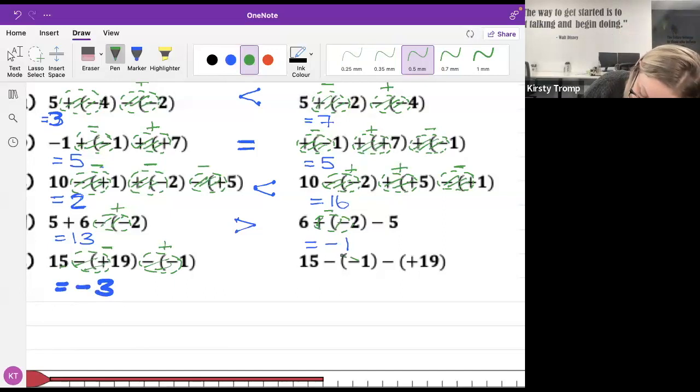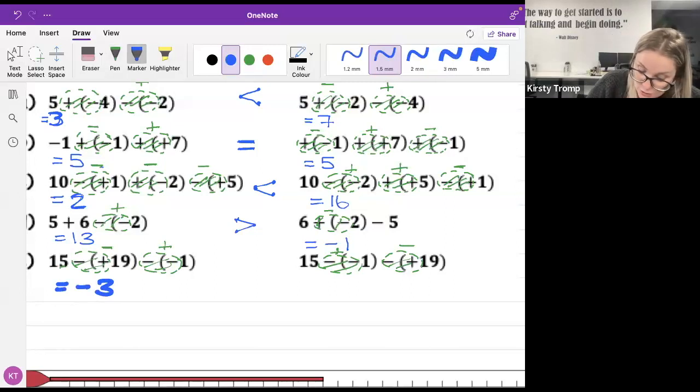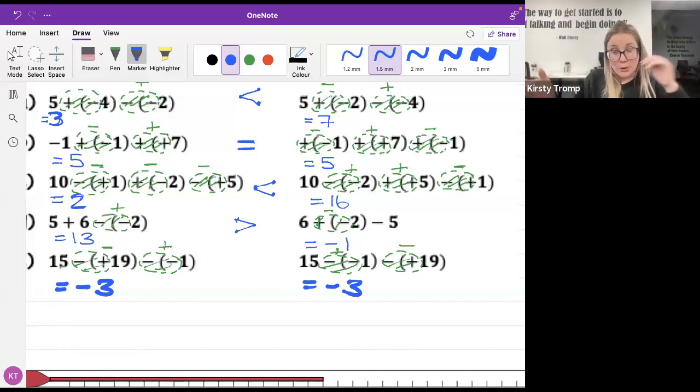On the other side, I go and I do the same thing. I've got 2 negatives next to each other. 2 negatives next to each other gives me a positive. I've got a negative and a positive next to each other. I cross them out, it gives me a negative. So 15 plus 1 gives me 16, and 16 minus 19 will give me -3. And because I have -3 on both sides, I know that those are going to be equal.